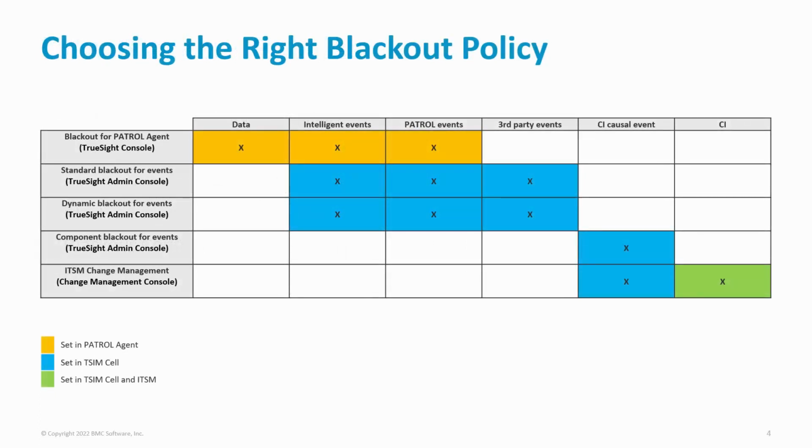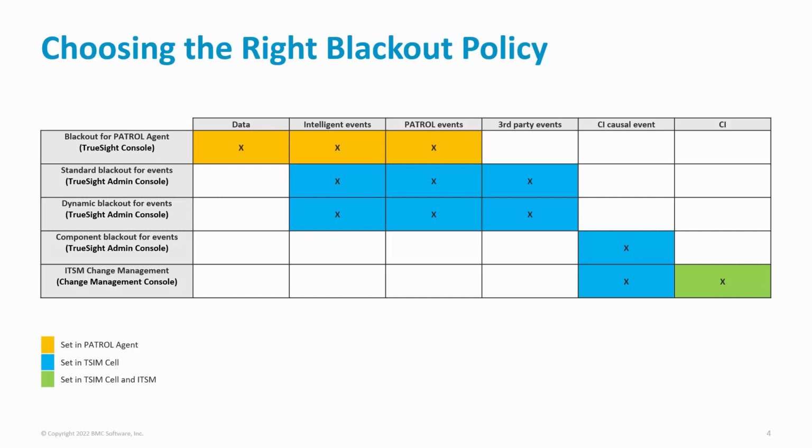It can be difficult to know which type of blackout policy to set and where, as there are different types that can be created, and we will go into each one in more detail in the next slides. This simple table should help though. The first column in the table shows the different blackout policies and where they can be created. The rest of the columns indicate what can be blacked out. The color coding indicates in which component the blackout is set.